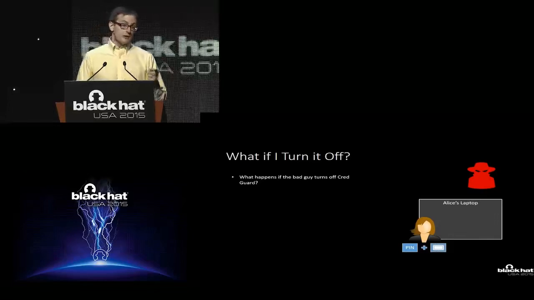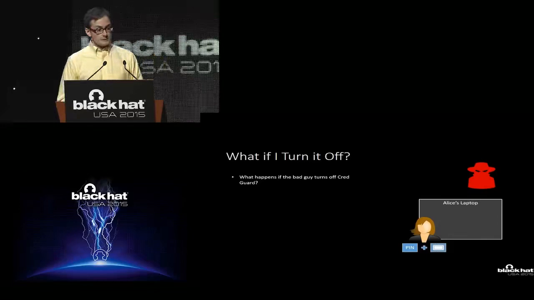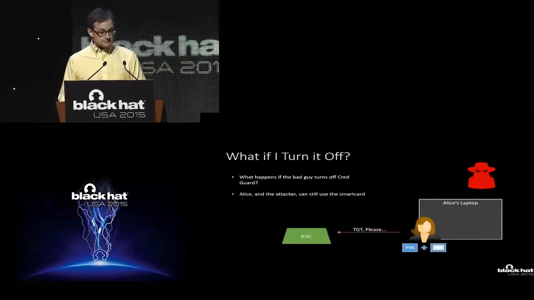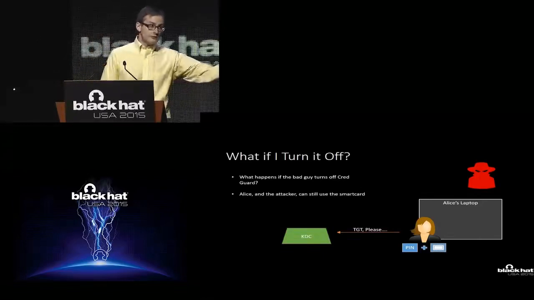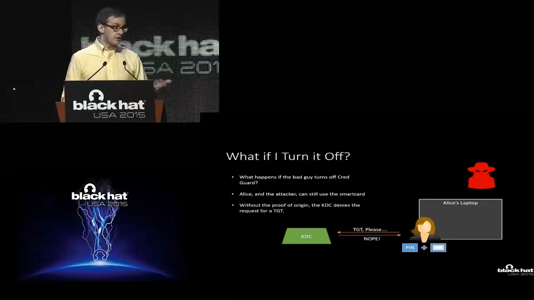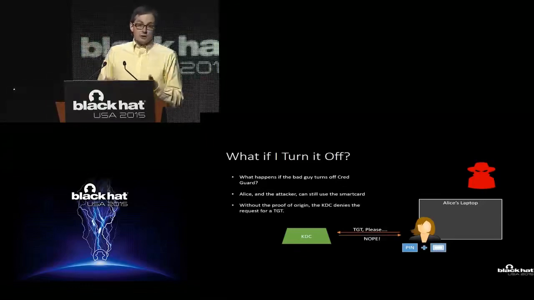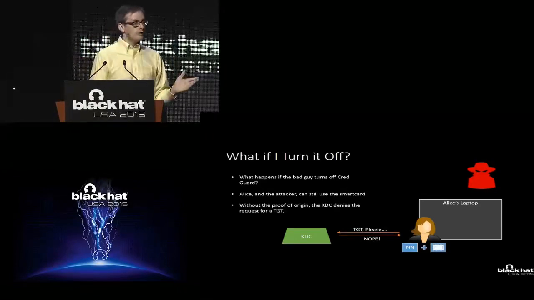But if you notice, the machine identity key also goes away when Credential Guard goes away, because the only thing that can use that key is Credential Guard. So now, when Alice's credentials are used to request a TGT from the domain controller, it is going to check the policy, see that there is no proof of origin, there's no armor on that request, and say, nope, no way, I'm not going to give you what you want.